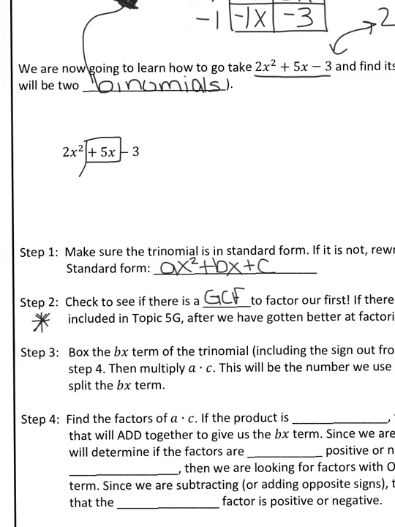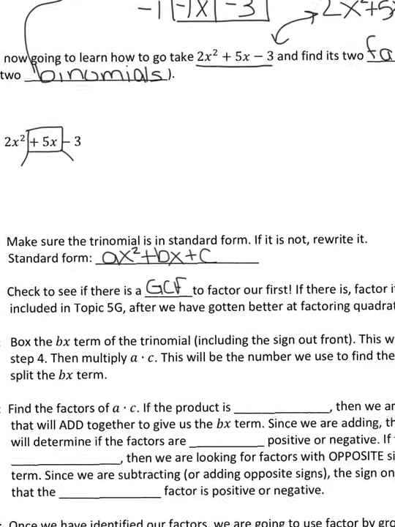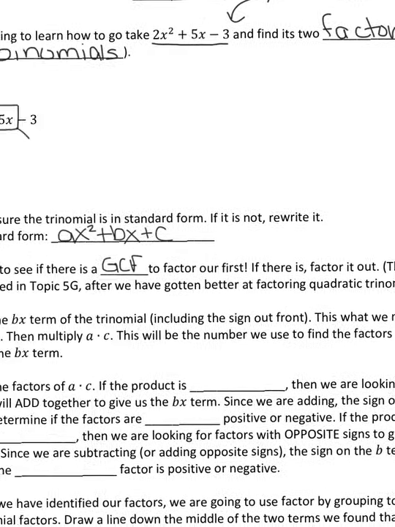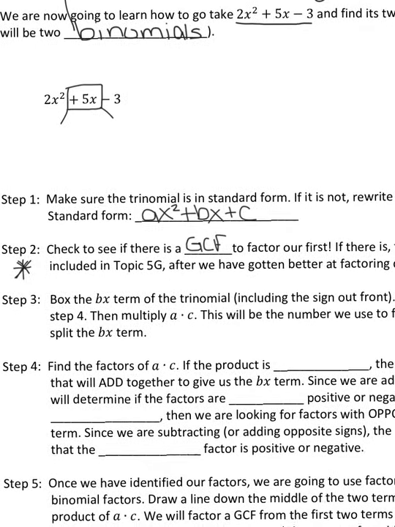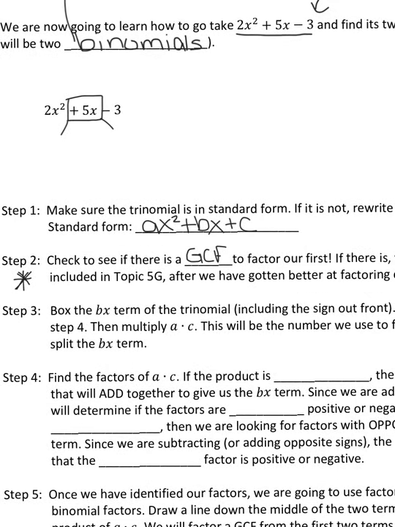We are going to split it apart eventually. Not yet, but we are going to be splitting it. That's why I draw some little legs down there. And then we're going to multiply a times c. So if we go down to step 3, it says then multiply a times c. And then it says this will be the number we use to find the factors that we're going to use to split the bx term. So this multiplication is important because it's going to help us figure out what we're going to do.